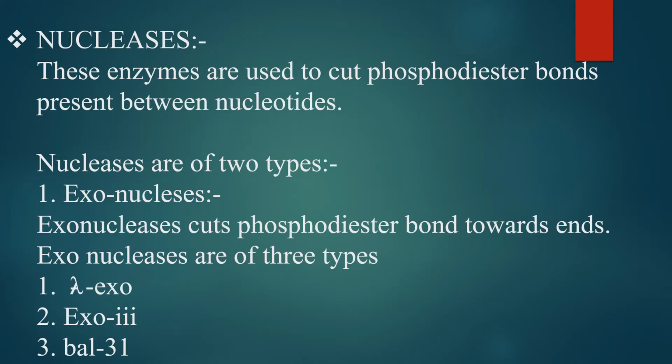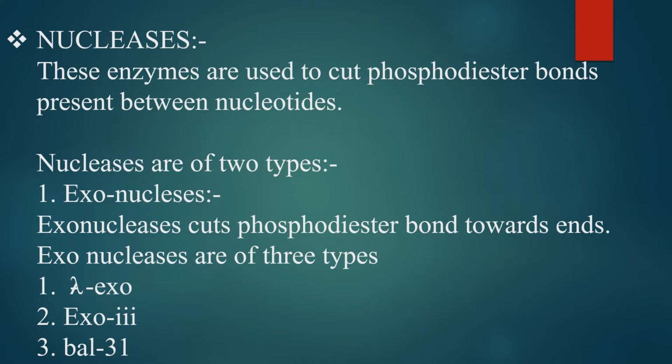Nucleases. These enzymes are used to cut phosphodiester bonds present between nucleotides. Nucleases are of two types. Exonucleases cut phosphodiester bonds towards the end. Exonucleases are of three types: Lambda exo, Exo 3, Bal31.